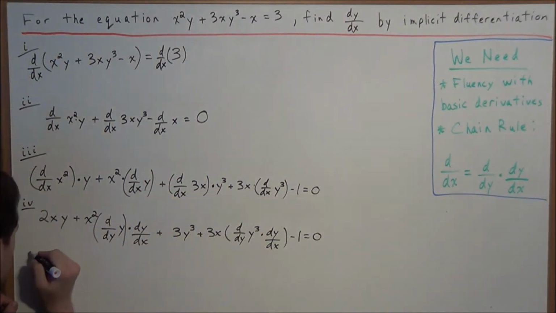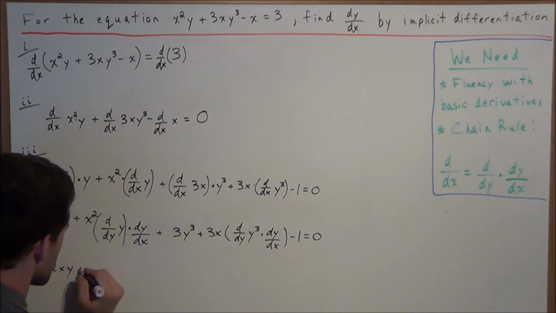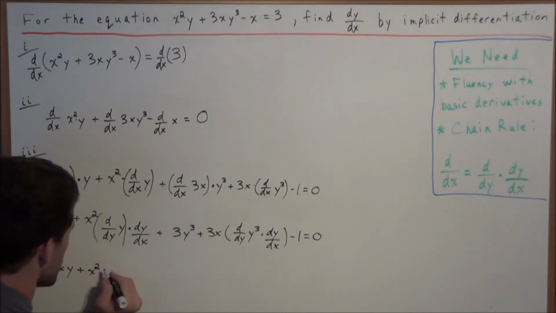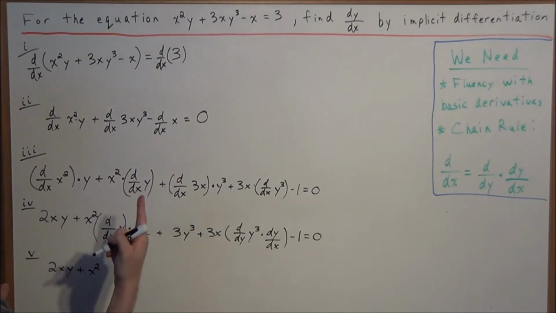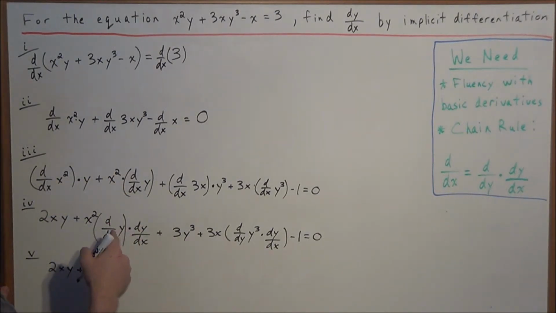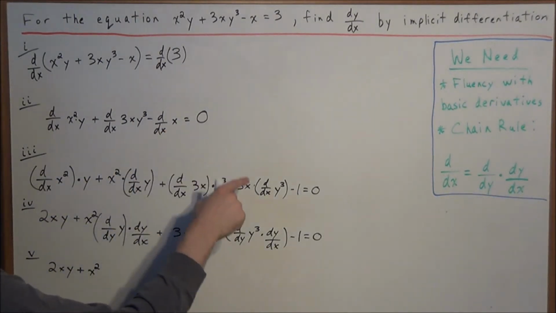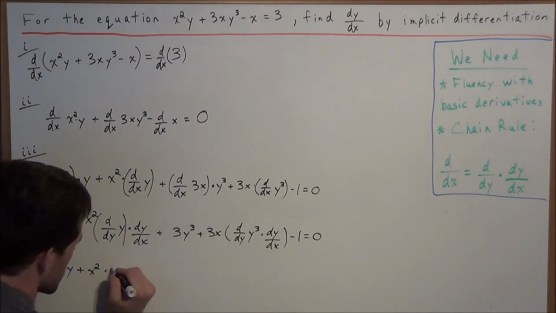So now for the next line of this problem, we have 2xy plus x squared, and now d/dy of y is simply 1. The derivative of y is just 1. The same way the derivative of x was 1 in a previous part of the problem right here. d/dx of x gave us that minus 1. So d/dy of y is going to give us 1. So we have x squared times 1 times dy/dx.